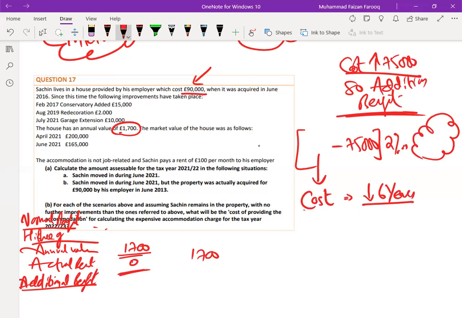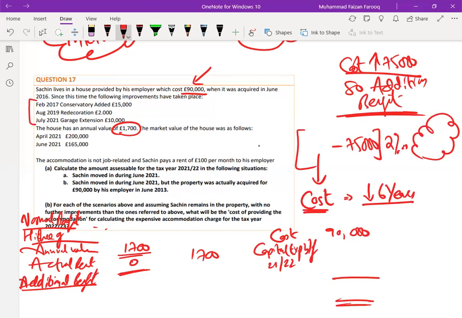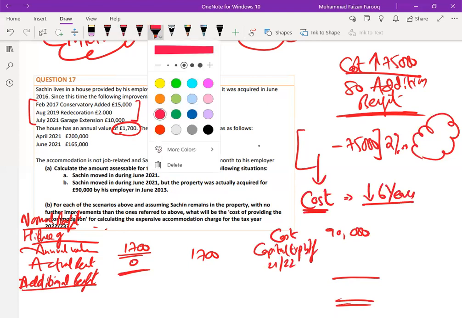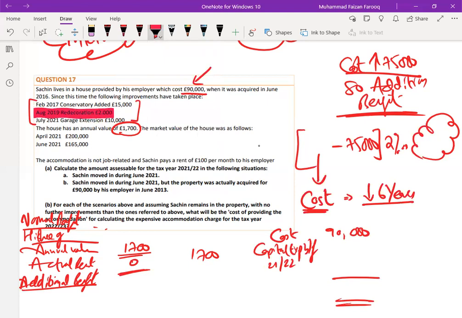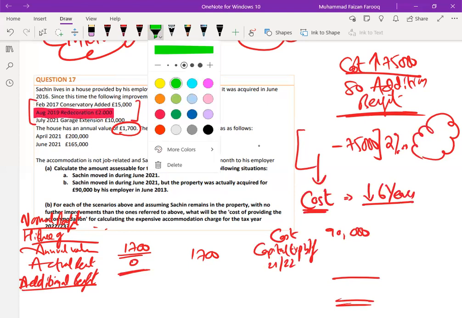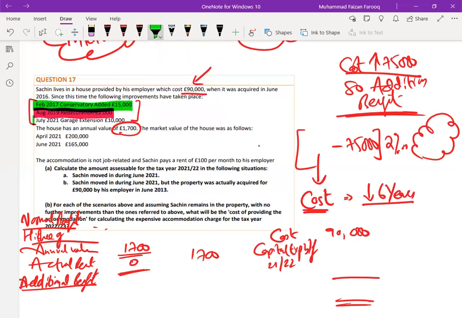What is the definition of cost? Cost means the original cost and all the capital expenses before 21-22. Do you have capital expenses in the question? You have these three expenses. First of all, check which one is capital expense and which is revenue expense. Redecoration is a revenue expense. Conservatory added is a capital expense. Garage extension is a capital expense.